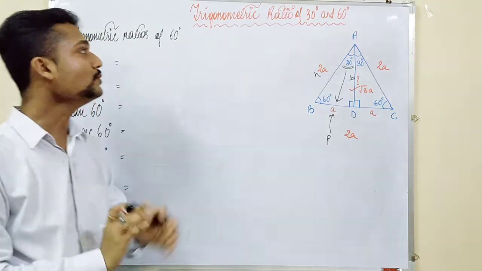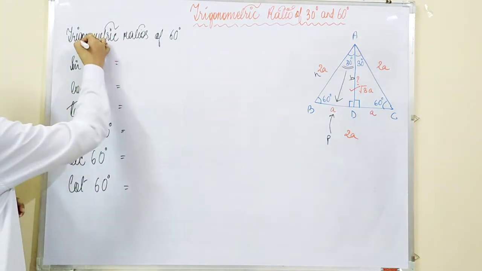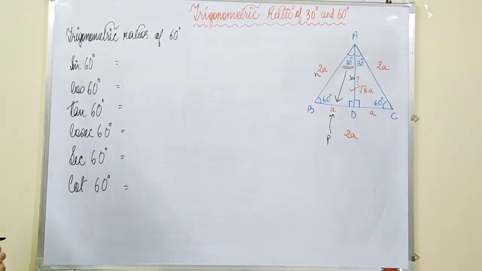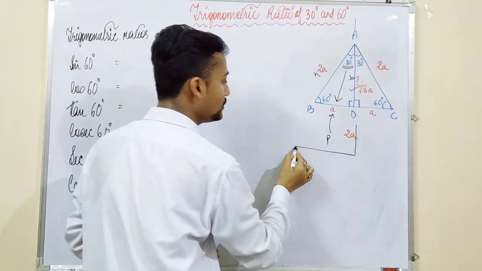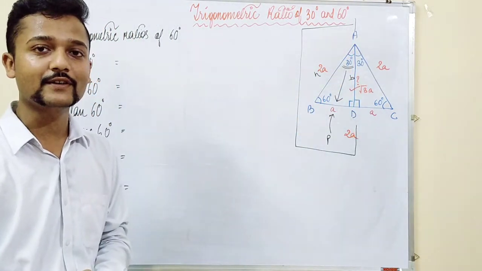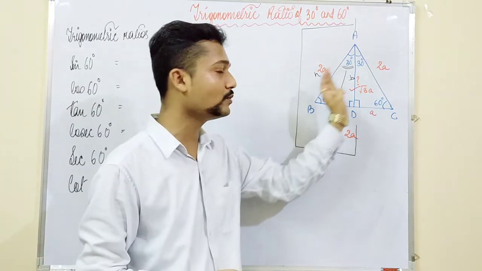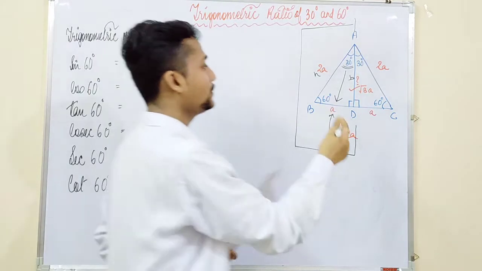Now we will move on to the next part, that is trigonometric ratios of 60 degree. First we are taking sine 60 degree. This particular part we have seen for 30 degrees, isn't it? That particular part we will take for 60 degree. It is not mandatory to go that way; here also you can see.